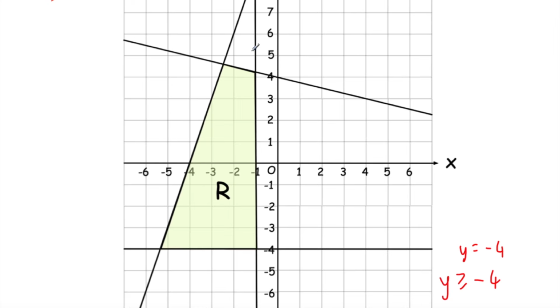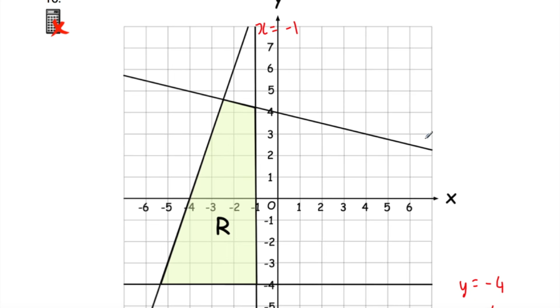Okay, so we've done those two lines, the horizontal one and the vertical one. So now let's have a look at these two diagonal lines, this one and this one. So I'm going to start off with this diagonal line here. So its equation will be in the form y equals mx plus c. In terms of finding the equation of this diagonal line here, it crosses the y-axis at 4, so it's going to be in the form y equals something plus 4.